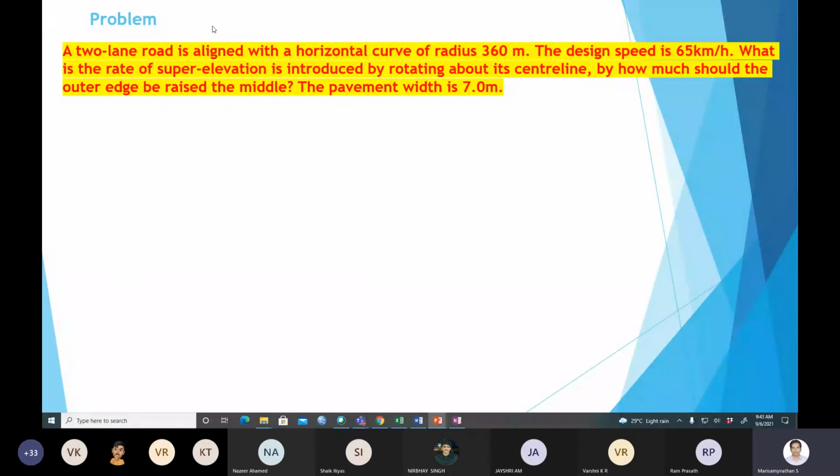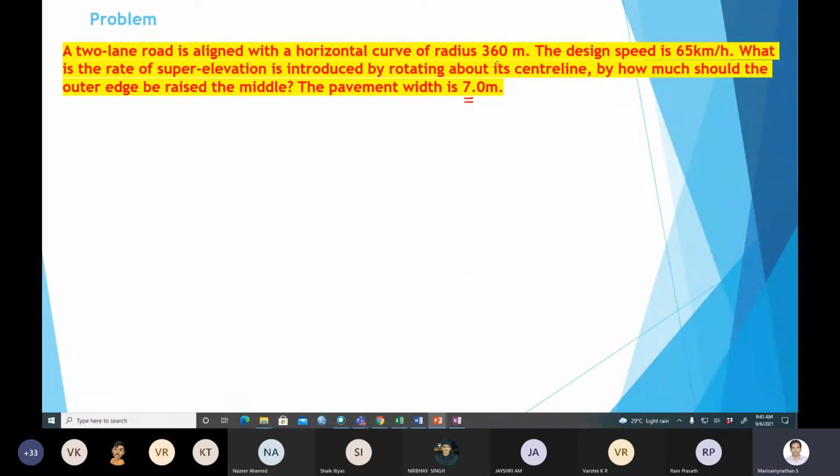So this is problem 1. In the problem, a 2-lane road is aligned with a horizontal curve of radius 360 meter. The design speed is 65 km per hour. What is the rate of super elevation introduced by rotating about its center line? By how much should the outer edge be raised from the middle? The pavement width is 7 meter.